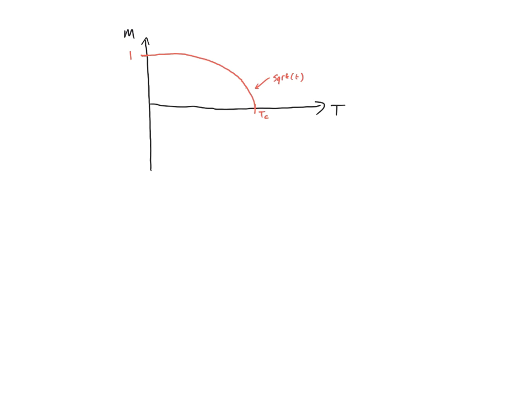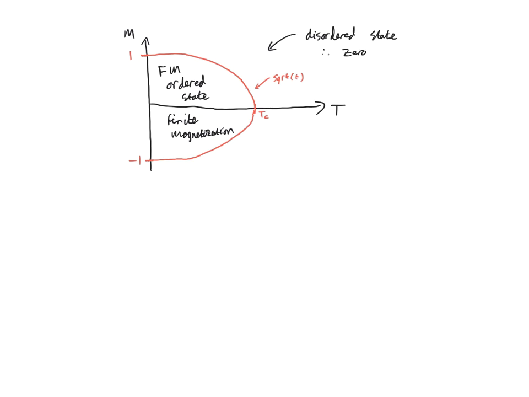Furthermore, this whole curve can either be positive or negative. We saw that at 0 temperature, the magnetization could be plus or minus 1, and we saw that as the magnetization goes to 0, we have plus or minus square root t. So we can also have the entire curve on the negative side, something like this. And inside here, at temperatures less than Tc, we have a ferromagnetic ordered state with finite magnetization. Whereas outside we have a disordered state with all the spins pointing in random directions and 0 average magnetization.